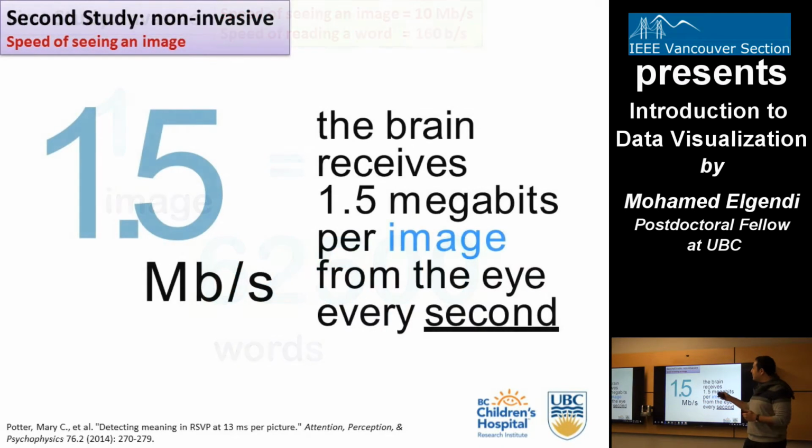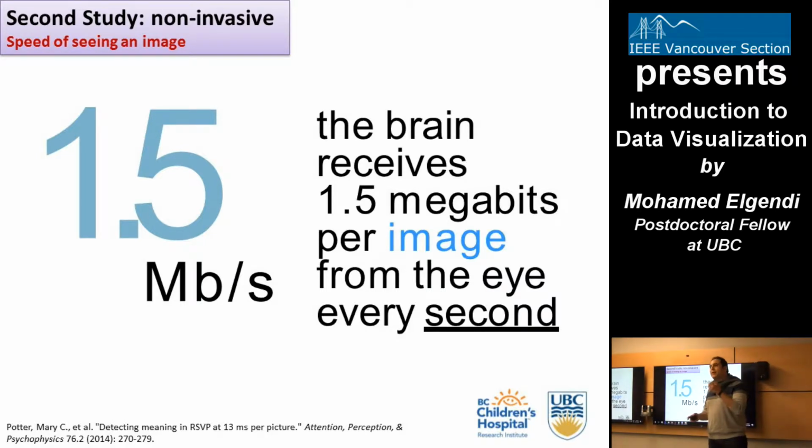There is another study from MIT, published 2 years ago, on the speed of seeing an image. That's like priming. I show you an image very fast, in 16 milliseconds, and then I ask you, did you see something in there, like a flower? Did you see a flower in the image? And you say, yes, I've seen it. At 60 milliseconds, when you do the math, it's about 1.5 megabits per second to recognize a pattern in an image.